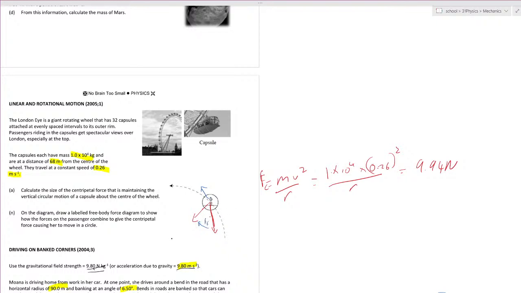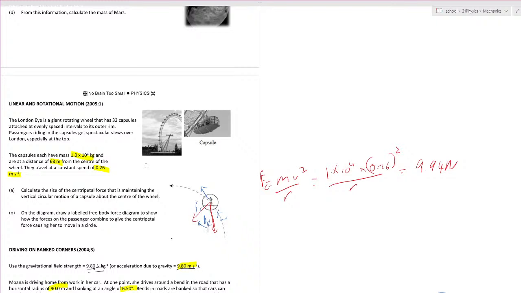So we've got a little triangle there. We've got our weight force, we've got our centripetal force, and we've got our frictional force going on there. And those are the three forces that are going to be causing her to move in a circle. If she didn't have the frictional force, she would just slide that way, or she would just stay where she is actually, and the thing would slide from underneath her, and she would fall to her death.